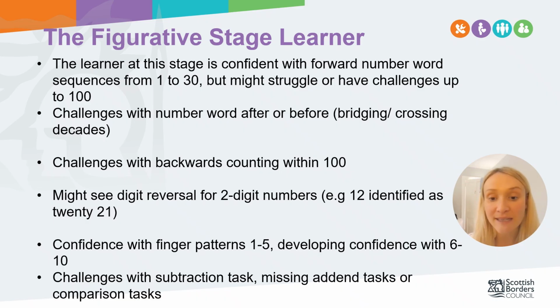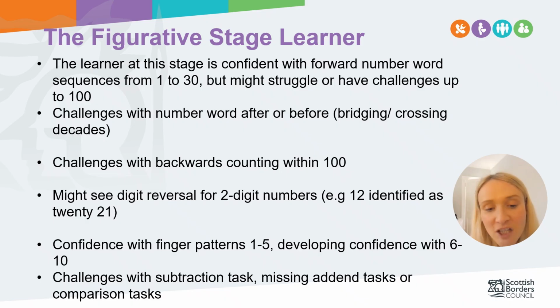They might show a lack of fluidity in those forward number word sequences, and you might notice that more so when they're bridging across decades into the new decade or bridging backwards. You might find that they have challenges with number word before or after and lack that confidence and automatic ability when working within 100. As we've previously mentioned, backwards counting is always more challenging than forwards counting, and you might see those challenges backwards within 100, particularly when bridging or crossing the decades.